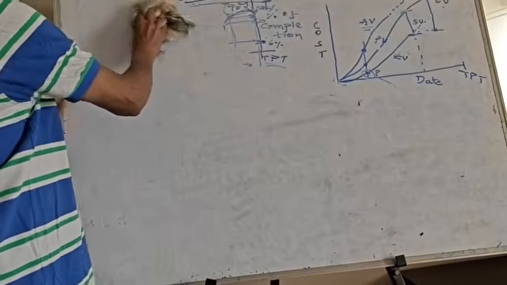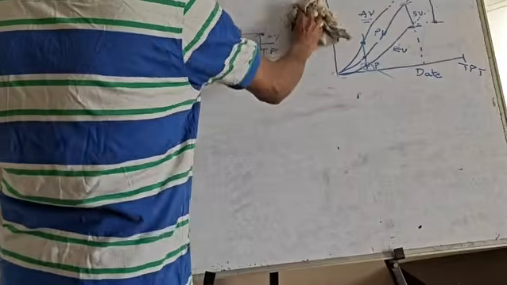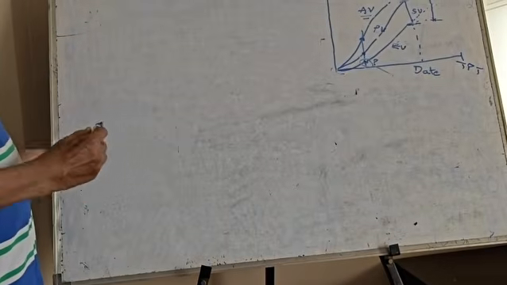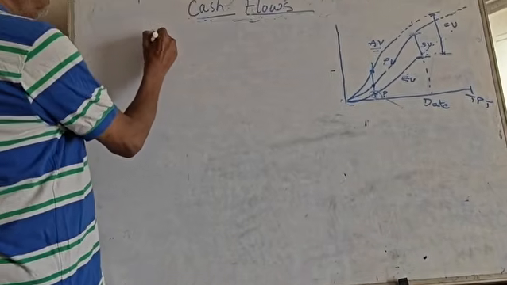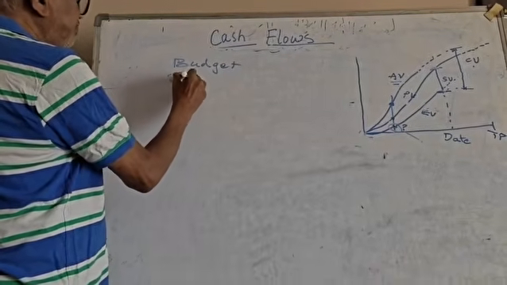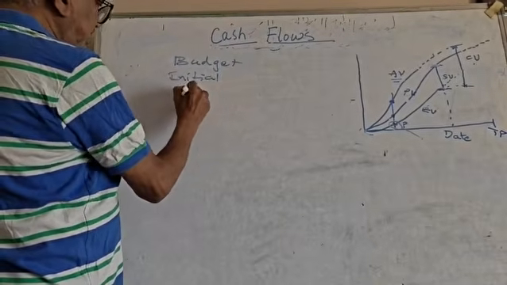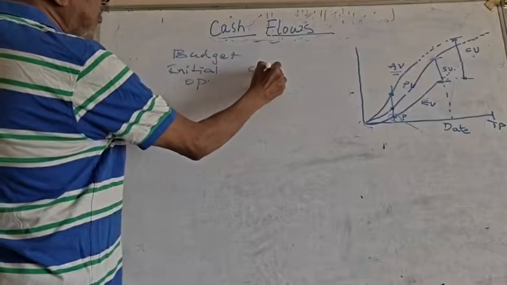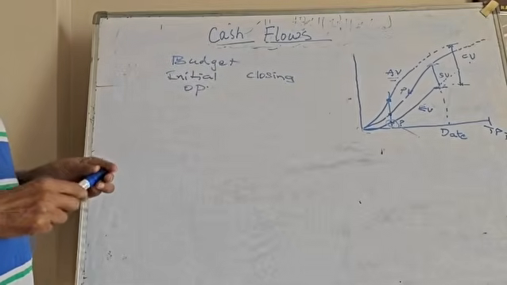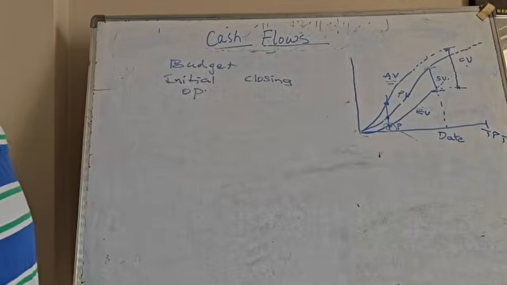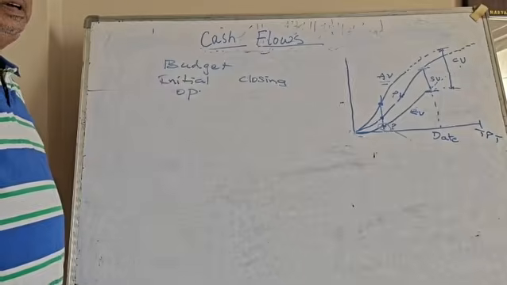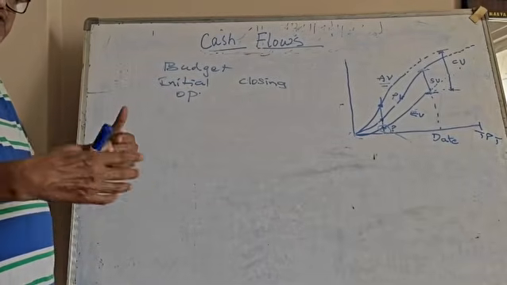As the project starts building up, the cash flow also needs to be built up. What is the cash flow? The cash flow is called the budget, and initial, opening and closing. So cash flow is the budget that is available initially with the client. Because you may ask me, if the project is meant for 1 million, the client will have 1 million at the starting edge.